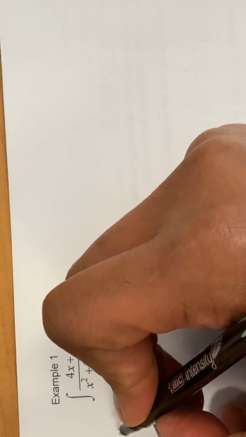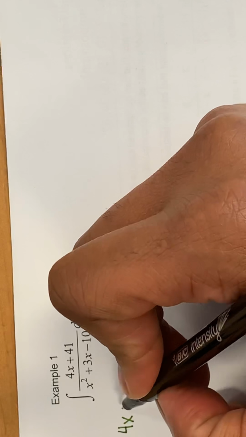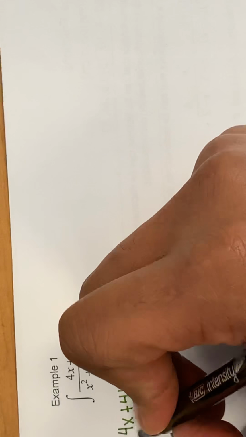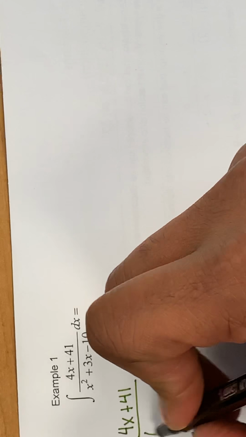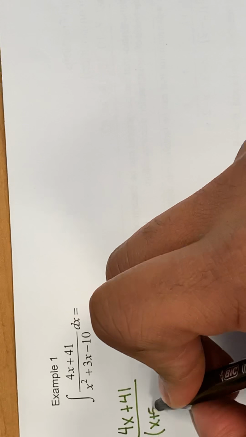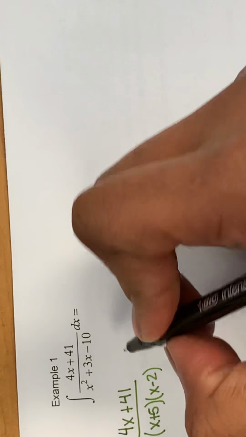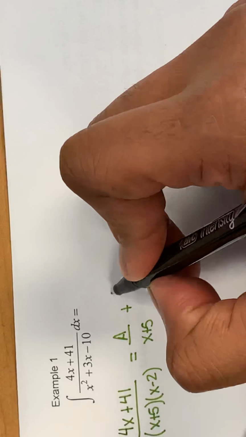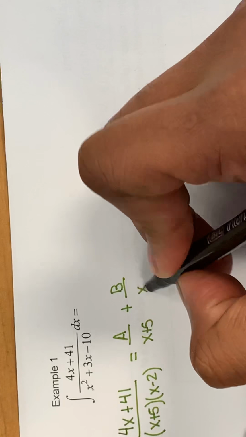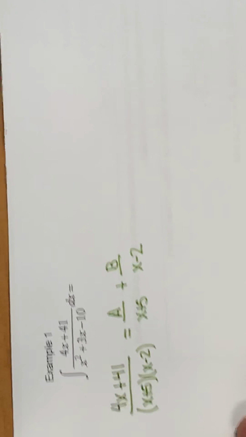We're going to just work with the fraction part for a moment. We're going to have 4x plus 41 over, and now we're going to factor. This is going to be x plus 5 times x minus 2. And so this is going to equal A over x plus 5 plus B over x minus 2.